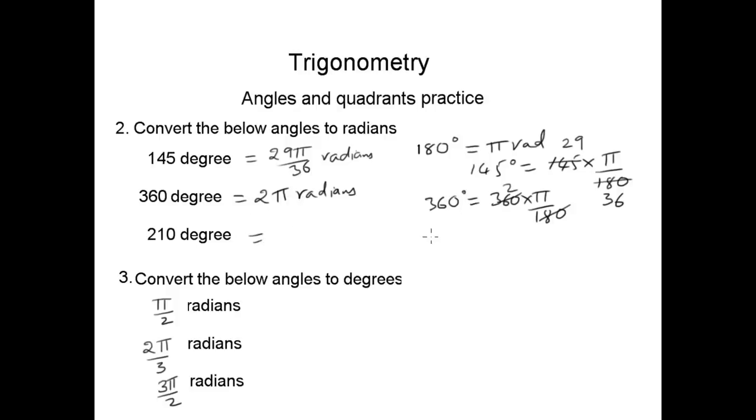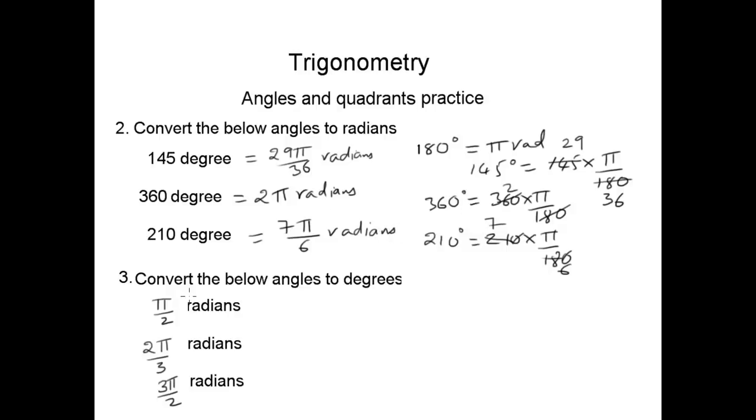How about 210? So 210 degrees would be 210 times pi over 180. The 0 cancels off. 3 7s are 21, 3 6s are 18. So 7 pi over 6 radians.